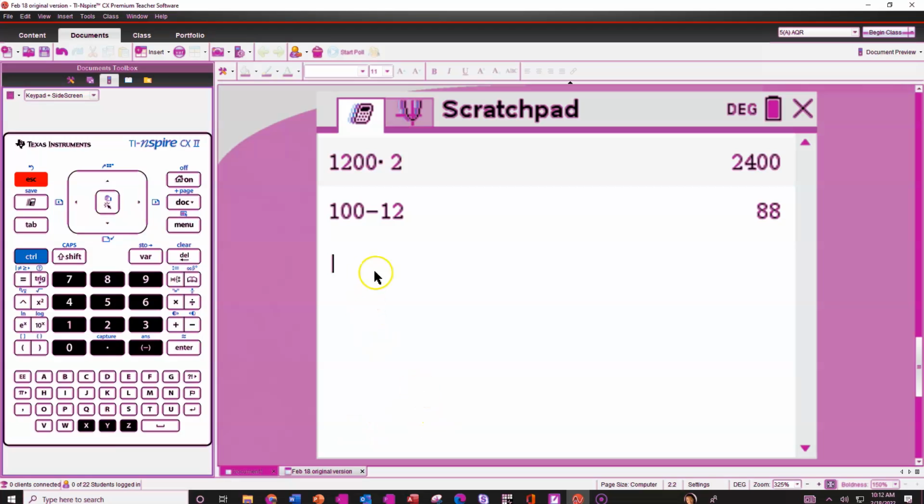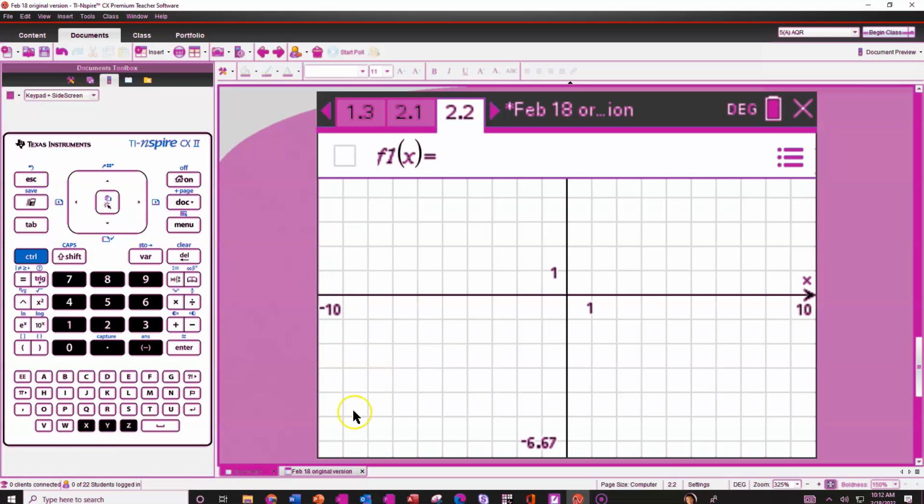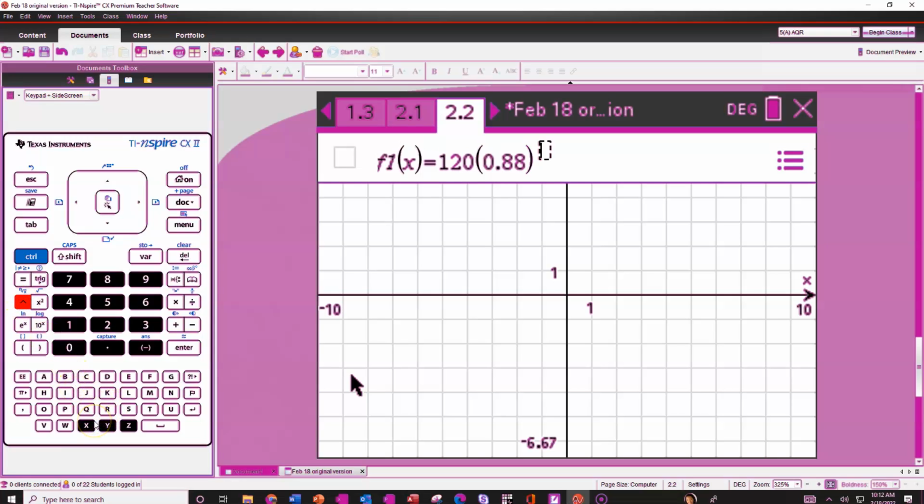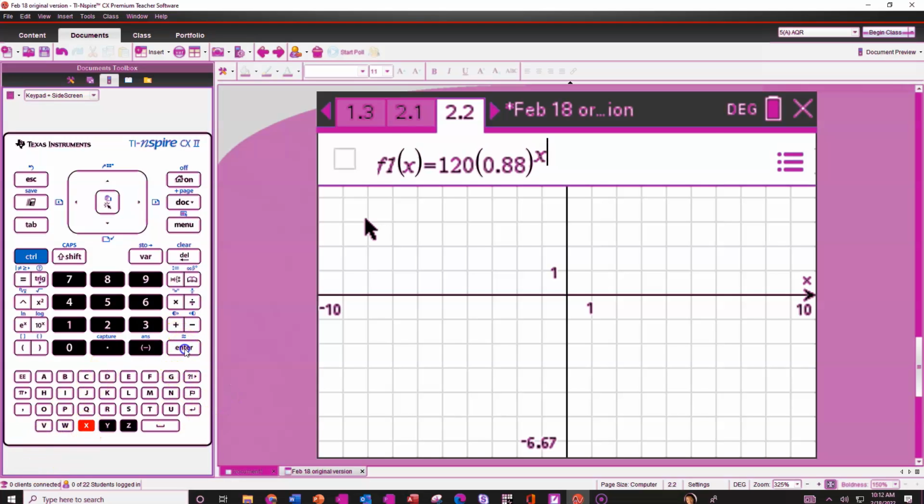So our equation is going to be this. Let's get back to where we were. We started with 120, and we're going to decrease by 12%, which means my rate is 88%. That's less than 100%. We're going to do that over several hours. I'm talking about caffeine that decreases in your body at 12% each hour. So X is going to be the number of hours, and we press enter.